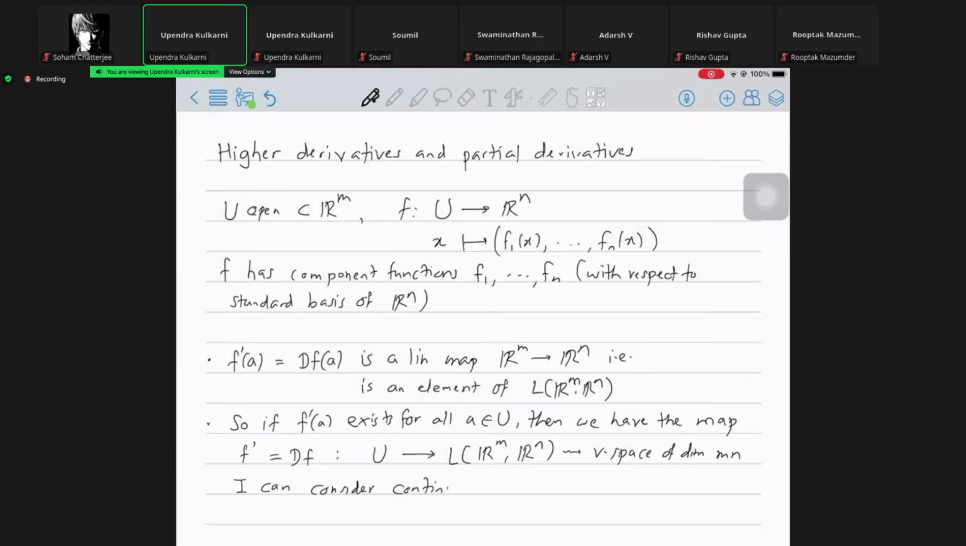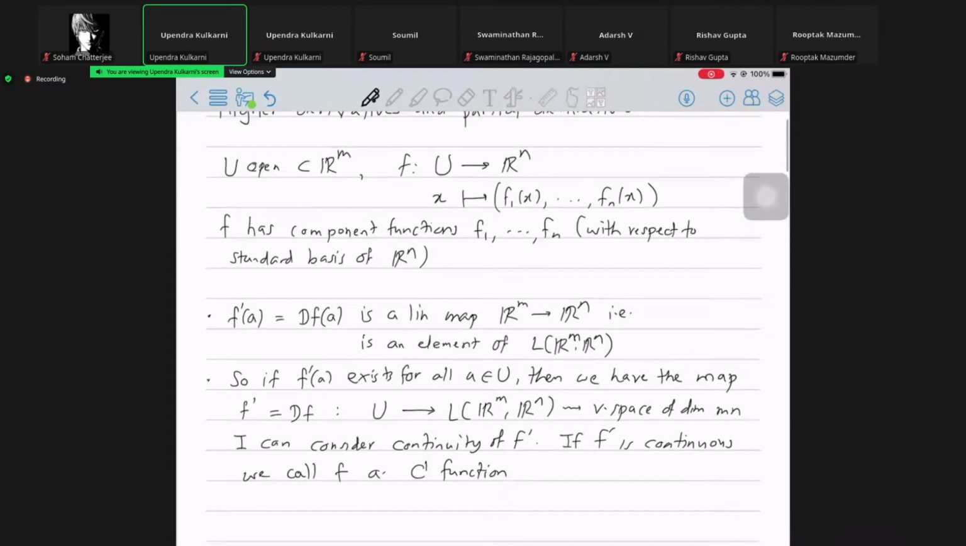So I can consider continuity of f prime. It's a map from a metric space, a subset of this Euclidean space, to some Euclidean space, right? So I can apply all my concepts of topology over here. So if f prime is continuous, we call f a C1 function.